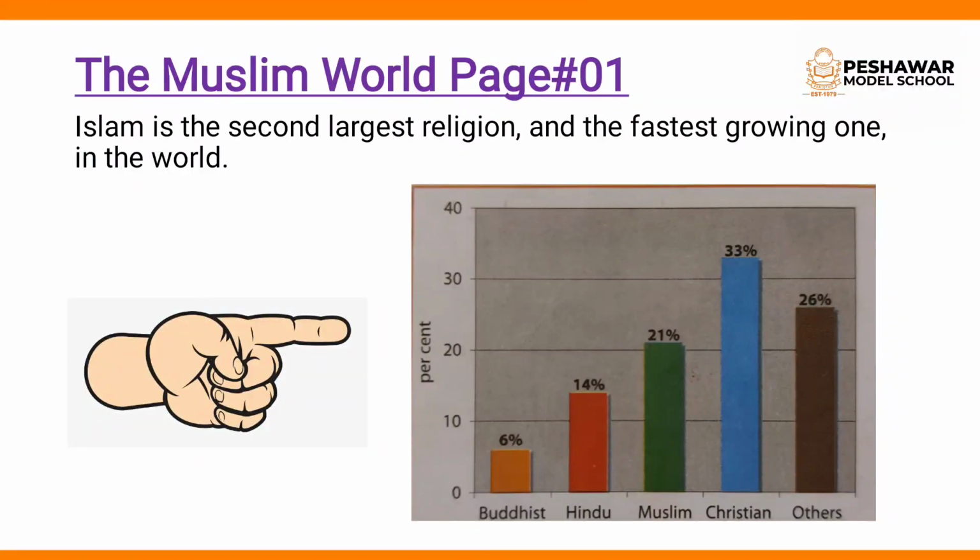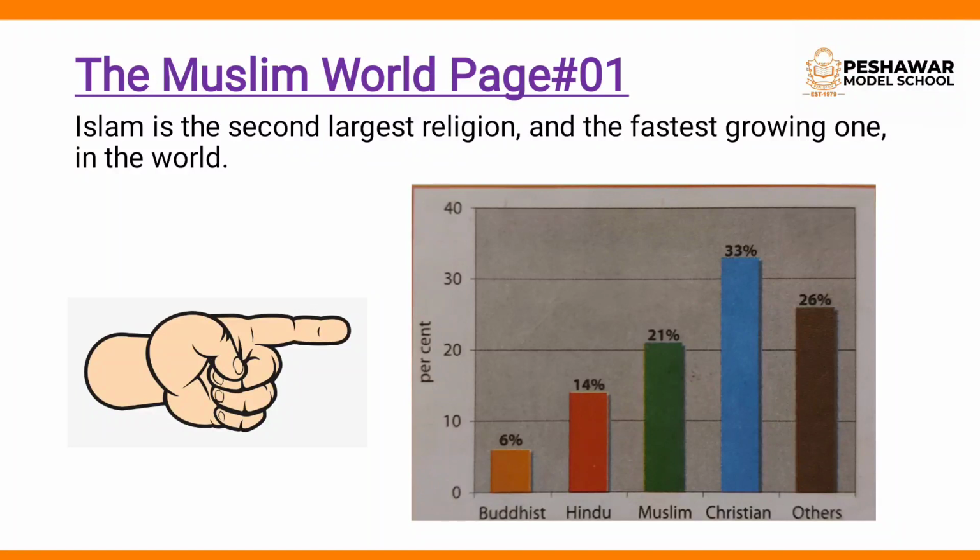Now, in the next slide we have a graph of the Muslim world, showing how much percent of the people follow each religion. Let's discuss that Islam is the second largest religion of the world, and the first largest religion of the world is Christianity. Islam is in second place, and it is the fastest growing one in the world. Year by year people are accepting Islam, so the number of Muslims and followers of Islam is increasing day by day. Clear? So we can say it is the second largest religion of the world.